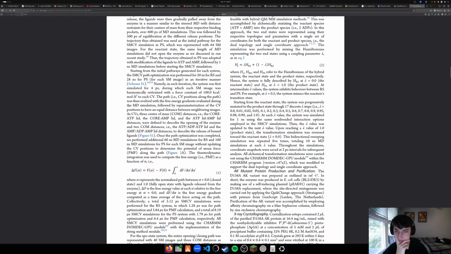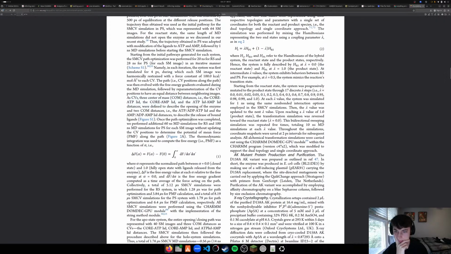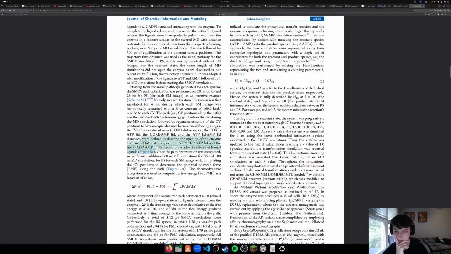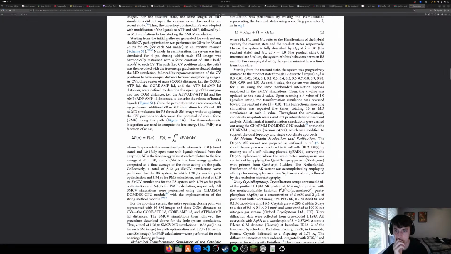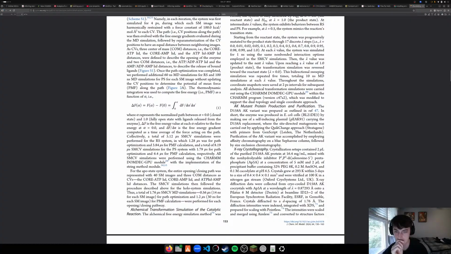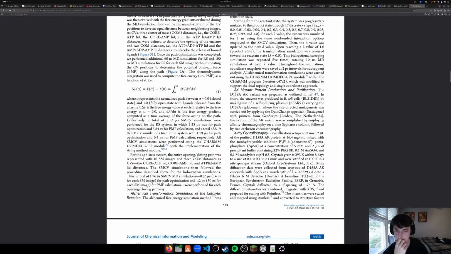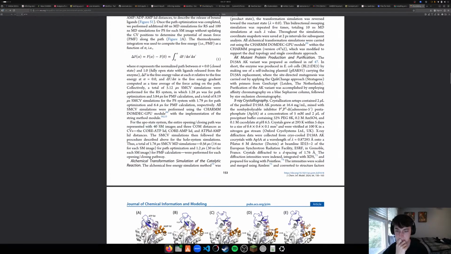The CVs were defined to describe the opening. Okay, so let's see figure S1. Once the path was performed, additional simulations were run for each SM image without updating the CV positions to determine the potential of mean force. Okay, yeah, this is kind of complicated.